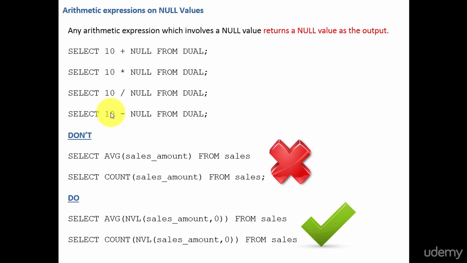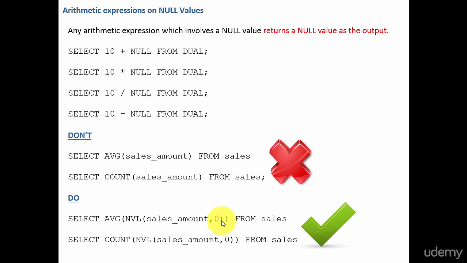Be careful with null. If you think there are null values in your table, don't calculate your average like this, or don't do your count like this. It will return a wrong value. Always use the NVL function whenever you think there are null values in your table. Whenever you are calculating your average, count, sum or any other aggregate function, use NVL: NVL of the column comma 0.